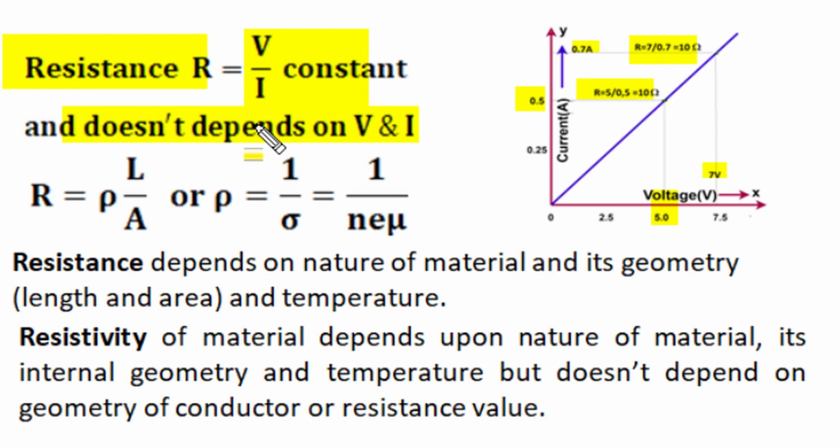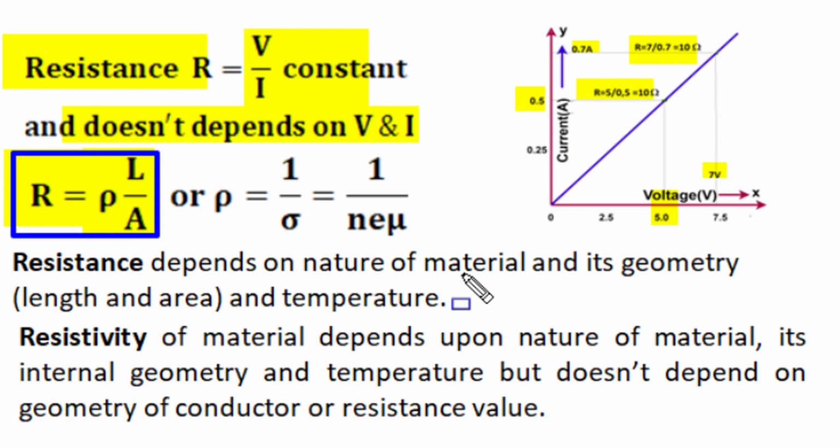So this resistance doesn't depend upon applied voltage or current, but it does depend upon resistivity, conductor length, and cross-section area as shown by this relation in blue frame and yellow highlight. Here resistivity depends upon the nature of the material, the internal structure of the material, and physical conditions like temperature. Apart from resistivity, resistance also depends on geometry. Resistance is directly proportional to the length of the conductor, and if length becomes n times with the same cross-section area and same resistivity, resistance becomes n times.